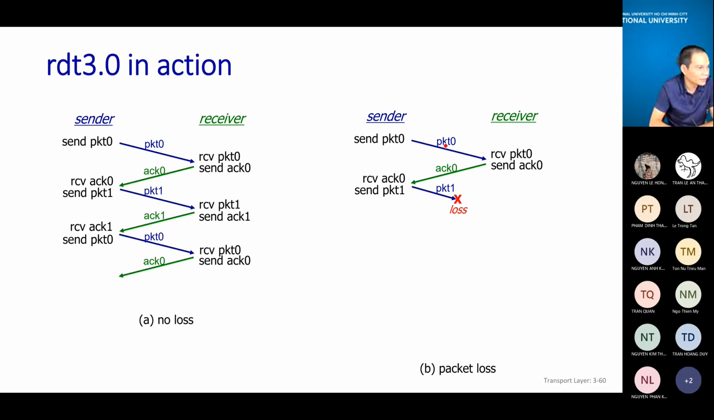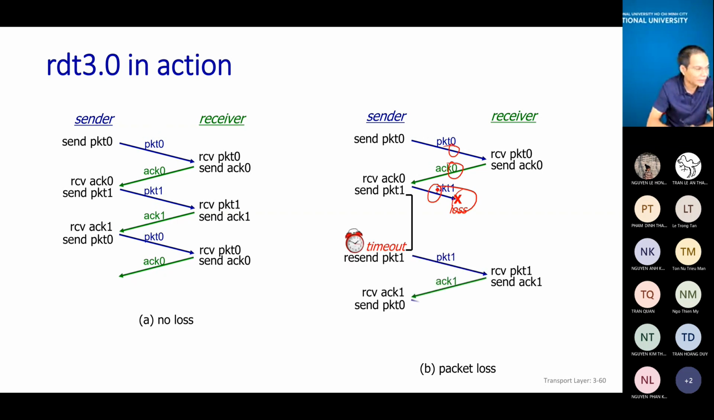Okay, how about this one? I send packet 0, I send back ACK 0, I send packet 1, it's lost. Okay, and it's timeout. So I'm going to send packet 1 again, and then ACK 1. So the packet was lost.